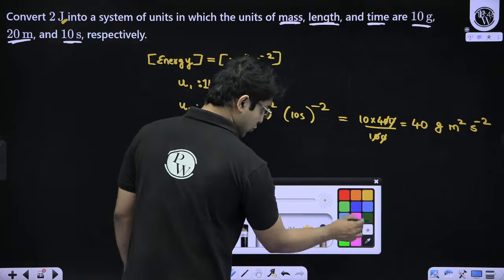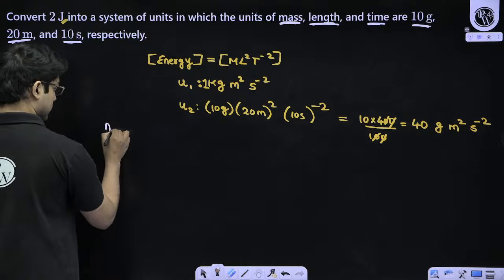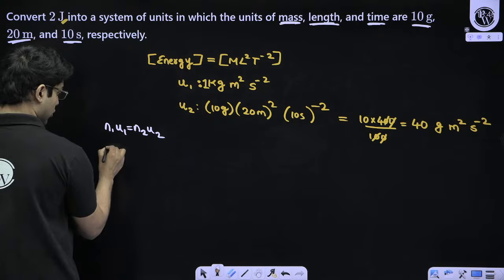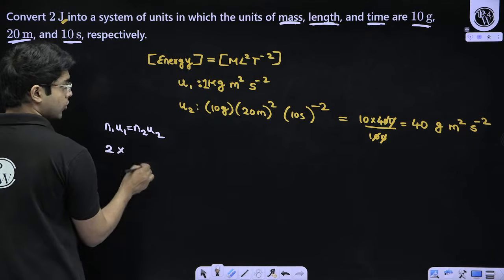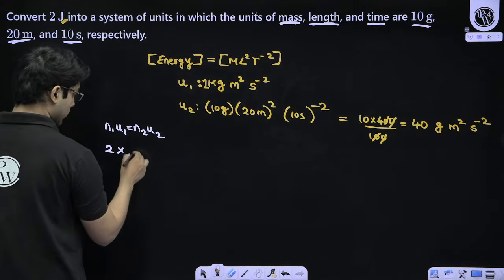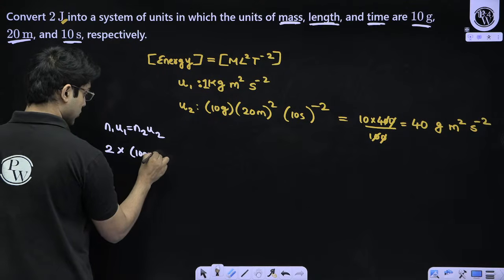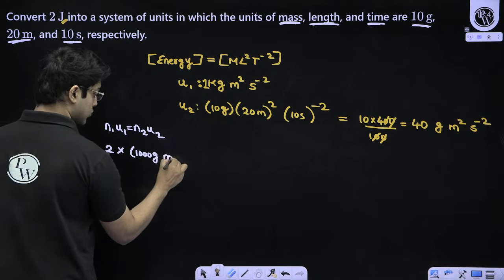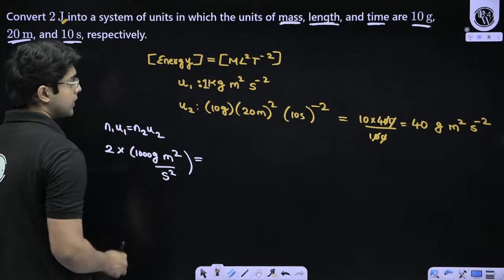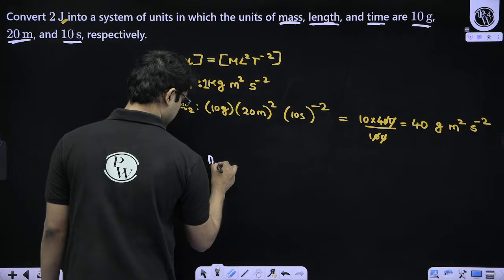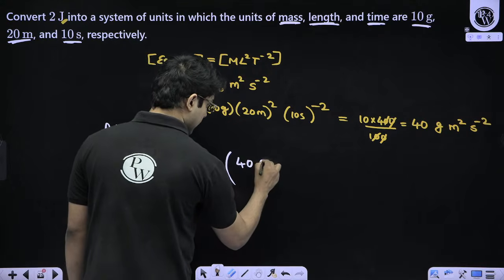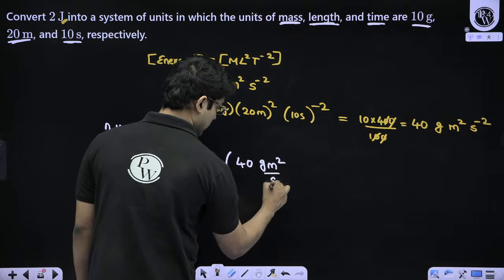Now apply N1 U1 equals N2 U2. So N1 was 2 joules, right? So 2 is the numerical value. Unit is kg meter square per second square. So instead of kg, I am converting it into grams. So kg, I am writing it as 1000 grams. Gram meter square per second square. This is U1. Numerical value 2 is what we want. So that I am going to write it as N2. U2 is 40 gram meter square per second square.